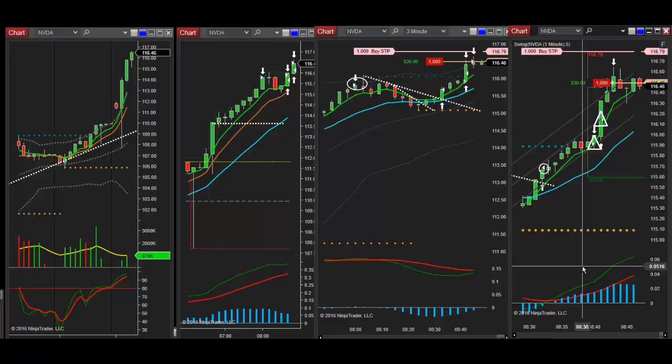I shorted it without any signs of real weakness because I know from experience that a double top short is often a high probability, especially around this time. By entering as close to this double top as I could with minimal confirmation, I'm able to have a very small and tight stop to control my risk.